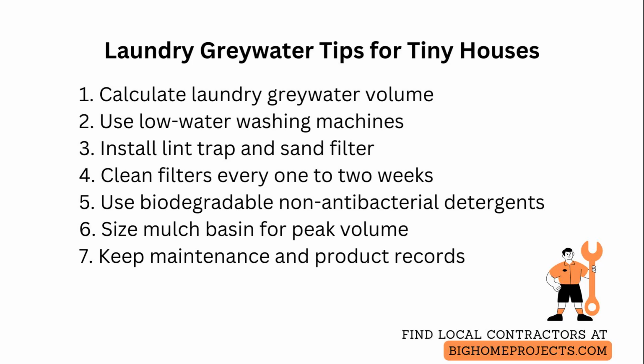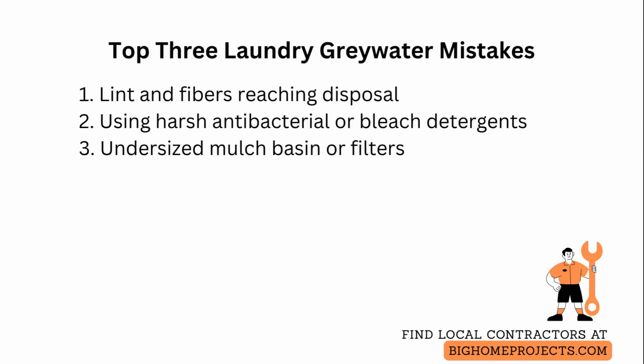The 3 most common mistakes are letting lint and fibers reach the disposal area, using harsh antibacterial or bleach detergents, and undersizing the mulch basin or filters. Lint and fibers clog soil and filters, so trap them at source with a washable lint filter and empty it into trash rather than compost. If clogging already occurred, remove and replace clogged media and increase filter frequency.